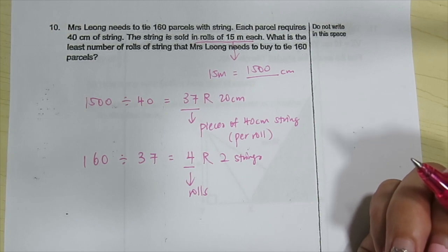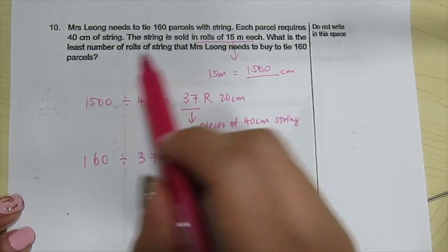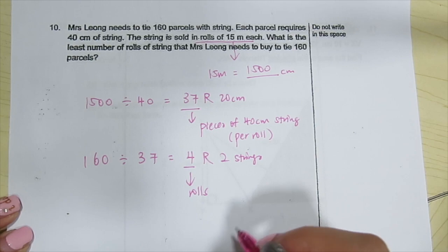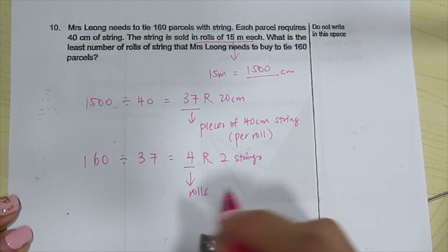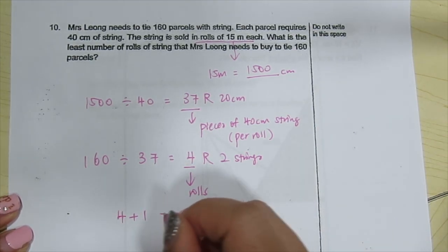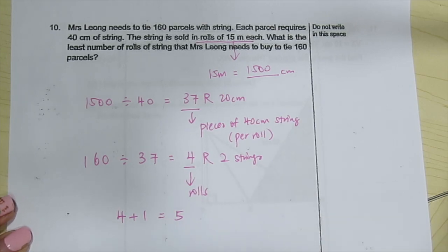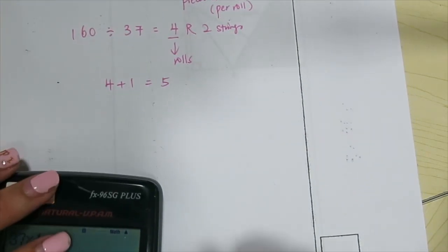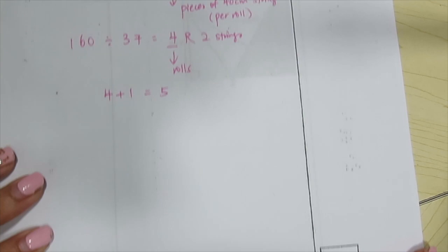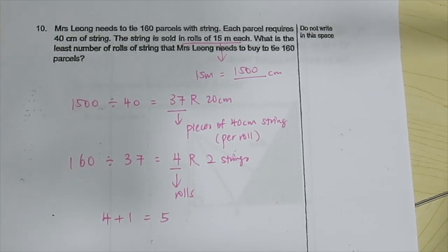So 4 rolls will not be enough. What is the least number of rolls needed? Because with 4 rolls, they're still short of 2, you will have to get 1 more roll. So the answer is 5.